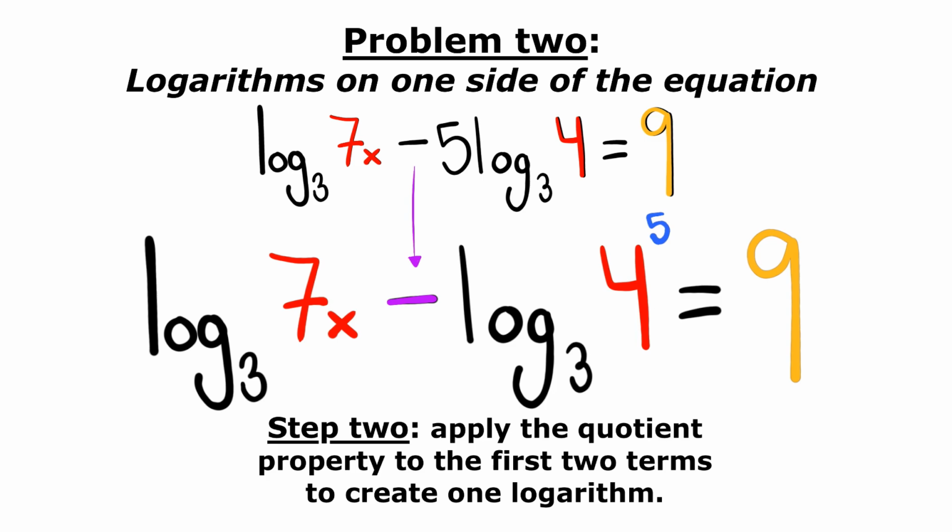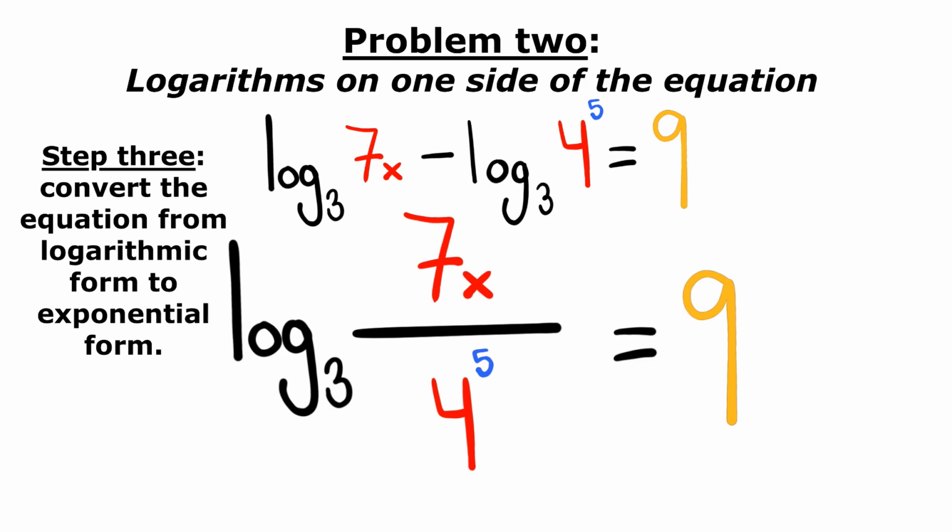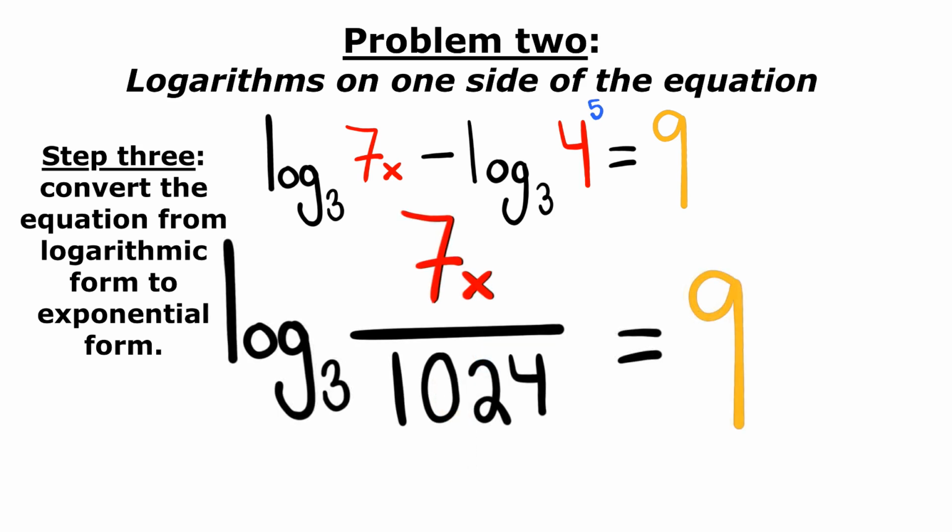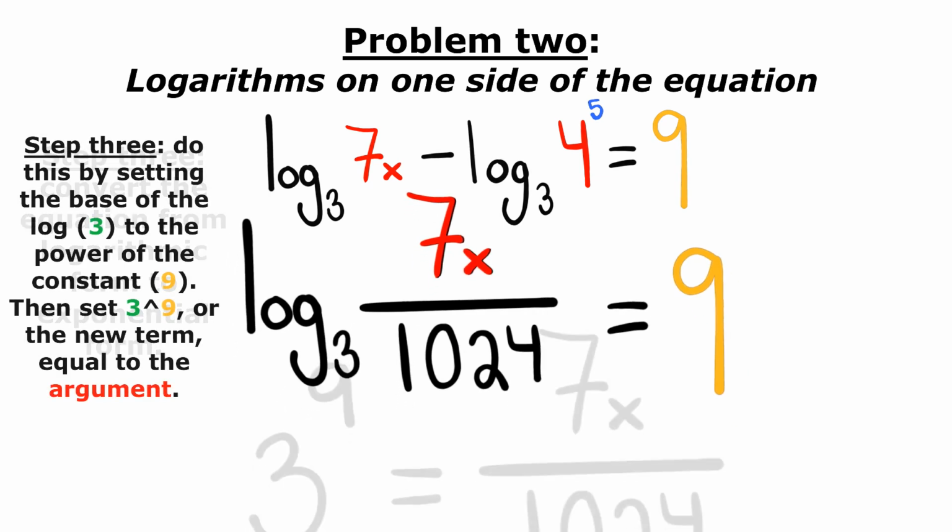Step 2, because they're subtracting from each other, both of the logs, you want to apply the quotient property to the first two terms to create one logarithm. Step 3, convert the equation from logarithmic form to exponential form. Now that everything's together, you can quite easily do this.